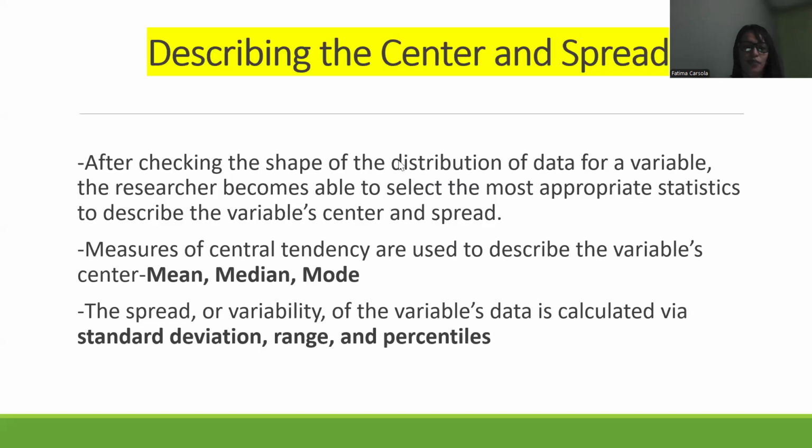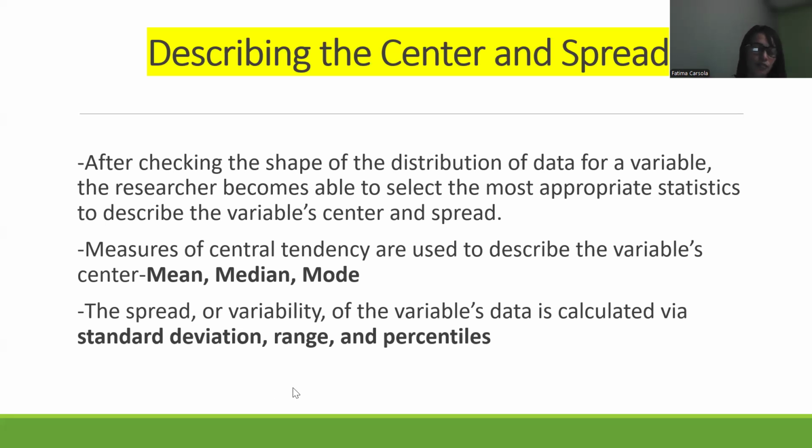Next, describing the center and the spread. After checking the shape of the distribution of data, yung researcher pwede na siyang mag-select ng appropriate statistics to describe the variable's center and spread. So you have your measures of central tendency, as I've mentioned: your mean, median, and mode. And then when you have the spread or variability, you have your standard deviation, range, and percentiles.